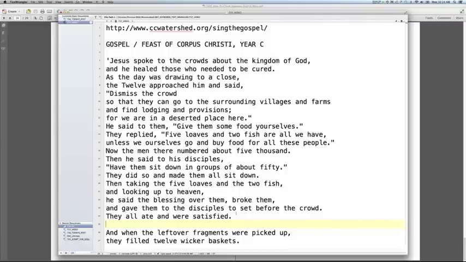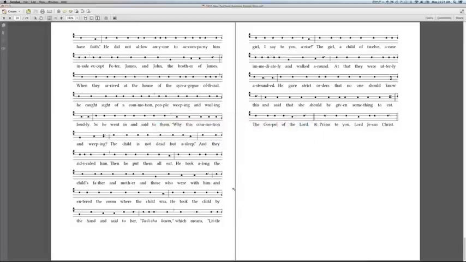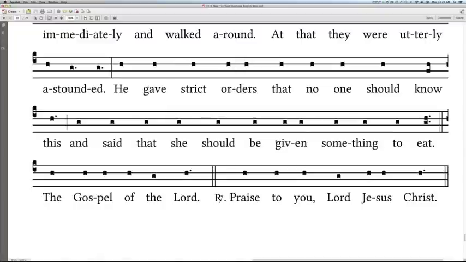Well, actually, before I even mark this one out, let's see what I did in this other file that's on the website. See the ending here, let's go into the ending. He gave strict orders. It goes like this. He gave strict orders that no one should know this, and said that she should be given something to eat. That's the ending.